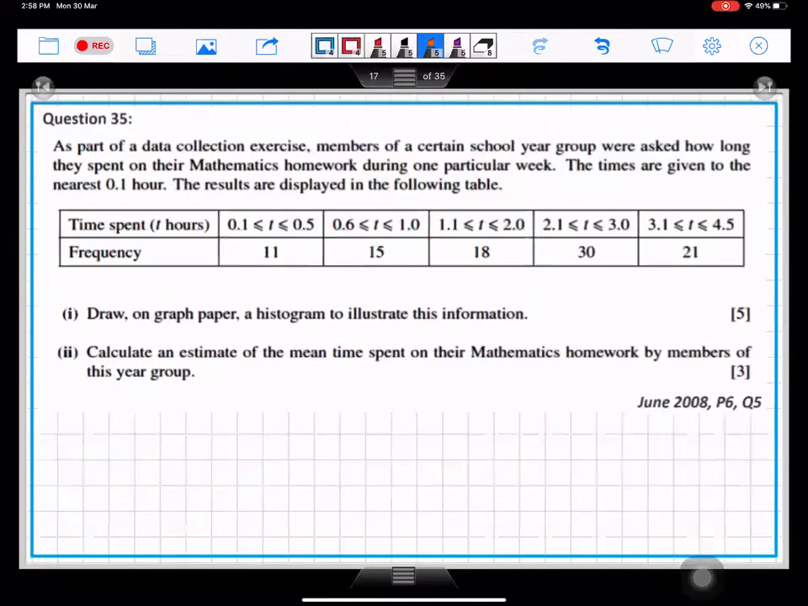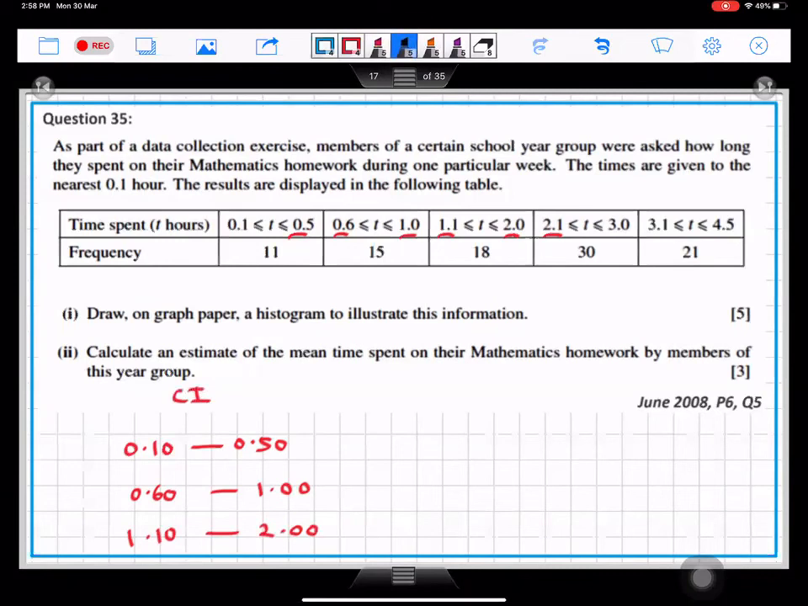Do you have the boundaries already, or do you have the intervals? It's finishing at 0.5, starting at 0.6, finishing at 1, starting at 1.1, finishing at 2, starting at 2.1. Let me write this as 0.10 to 0.50, 0.60 to 1.00, 1.10 to 2.00. These are class intervals.